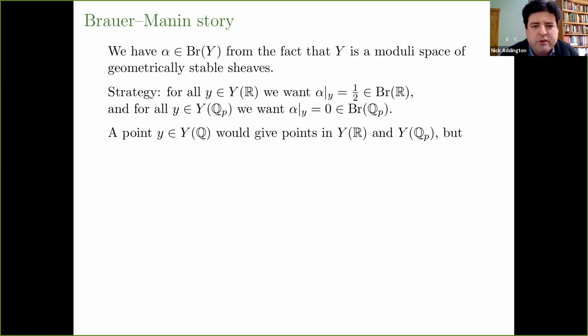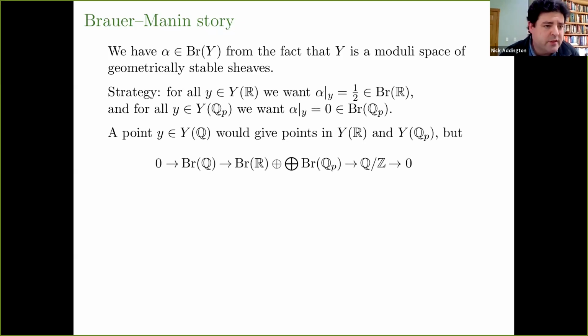And why does that obstruct rational points? Well, if you had a rational point, it would give you real and p-adic points. But there's this famous exact sequence that everyone tells me is class field theory. And someday I hope to understand why it is class field theory. But the problem would be that alpha evaluated at the point would go to (1/2, 0, 0, 0, ...) at all the p-adics, which would not go to zero. But the sequence is exact. So there could have been no rational point.